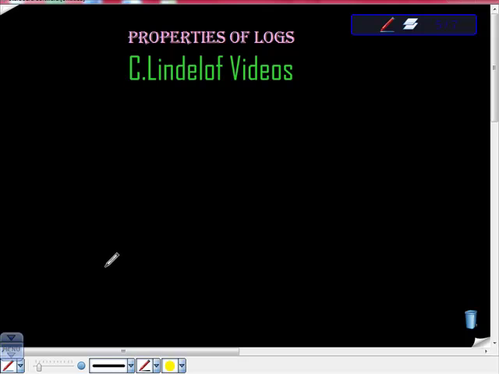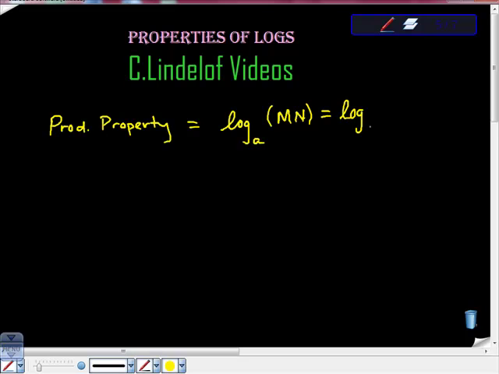Okay, I thought I'd spend a little bit of time today going over the properties of logarithms. There's just three of them that I really want to talk about. The first one is called the product property, and it's really simple. It just says that if we have log base A of m times n, we can rewrite that as log base A of m plus log base A of n. And this should kind of remind you of your properties of exponents. So this is the product property.